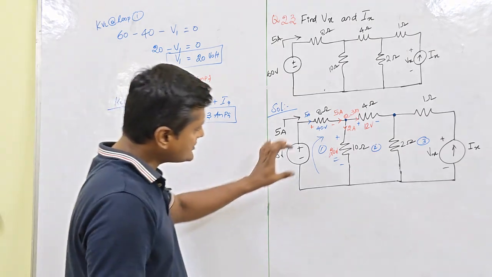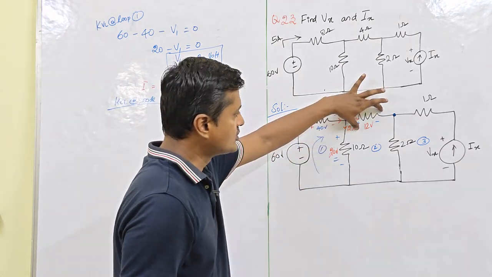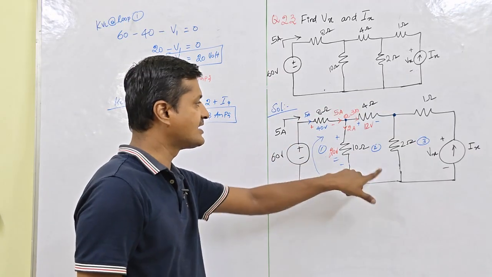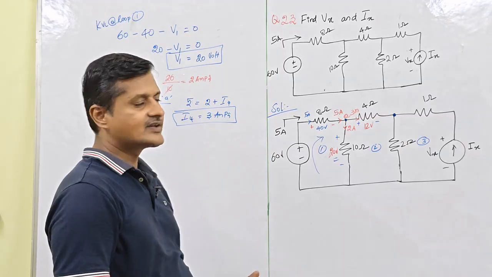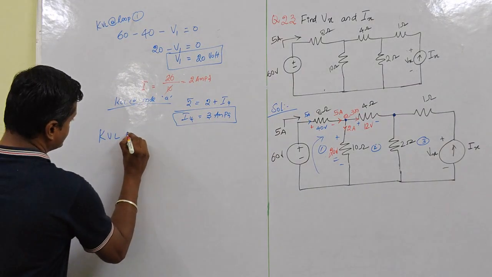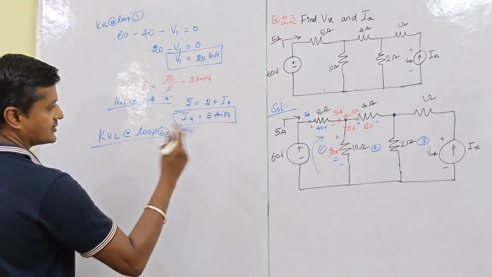So now I can understand, what do I know? The voltage here is known, and this voltage is known. Then can I find the voltage across this by applying KVL at loop 2? So KVL at loop 2. We apply KVL in this loop 2.